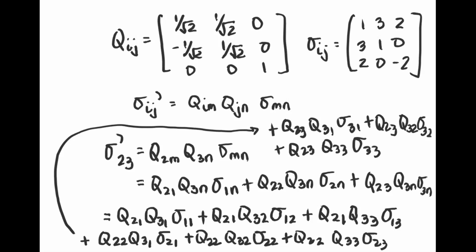Ayan. So that's how you get sigma 2, 3. That's how you get it. If you evaluate all of that, you should get negative square root of 2. Okay? So, ayan siya.